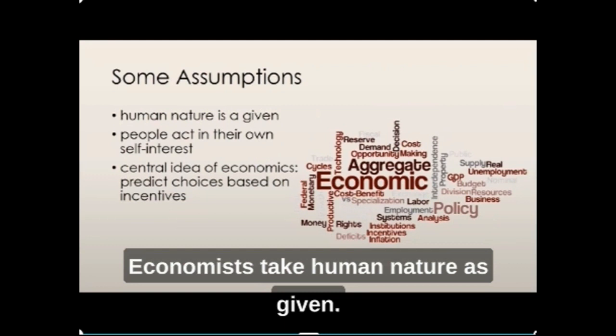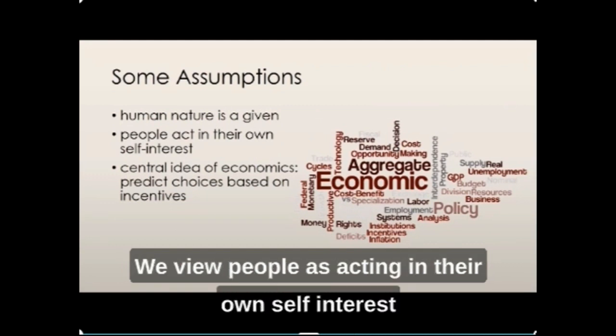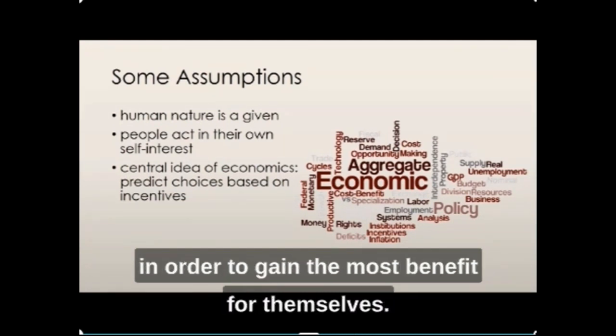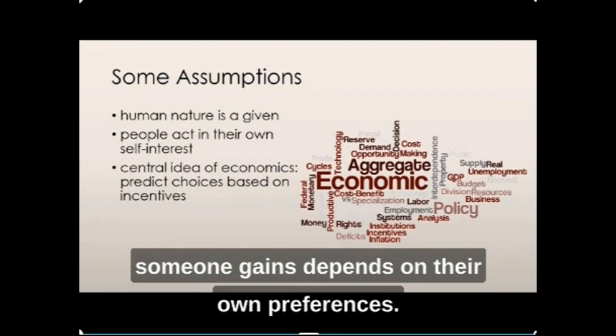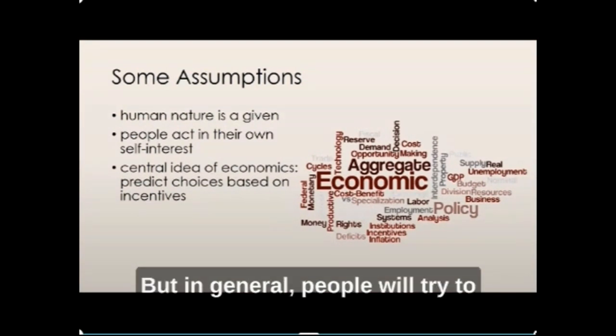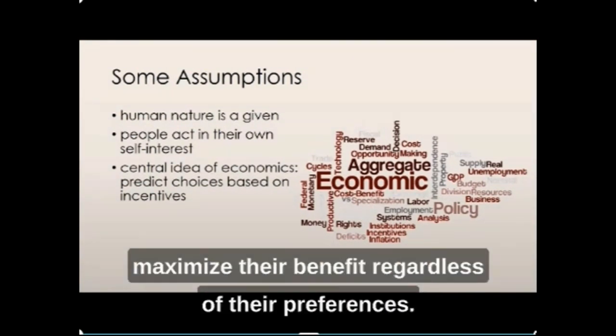Economists take human nature as given. We view people as acting in their own self-interest in order to gain the most benefit for themselves. As I mentioned before, how much benefit someone gains depends on their own preferences. But in general, people will try to maximize their benefit regardless of their preferences.